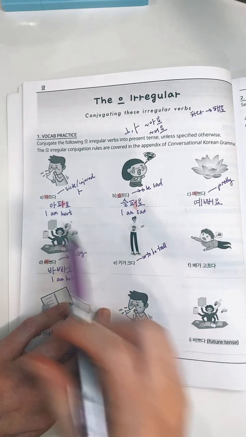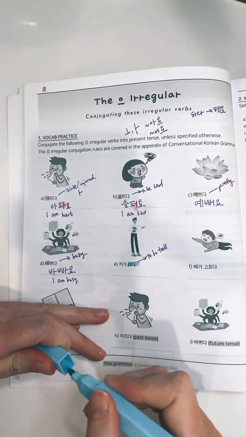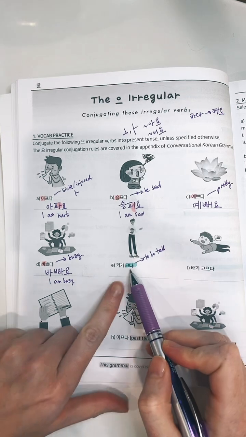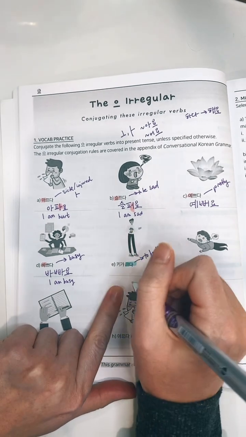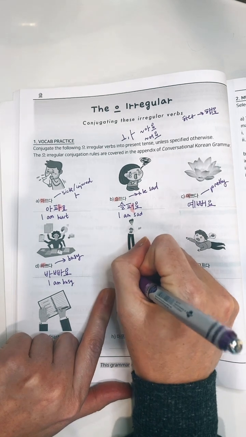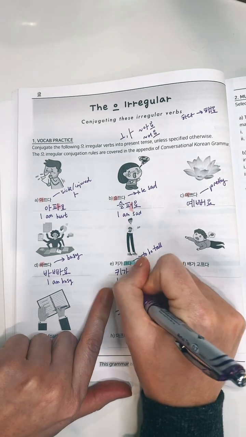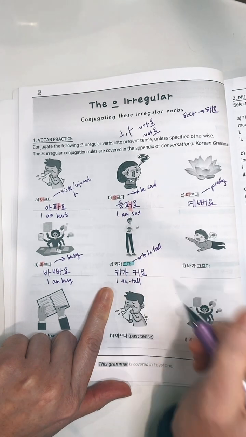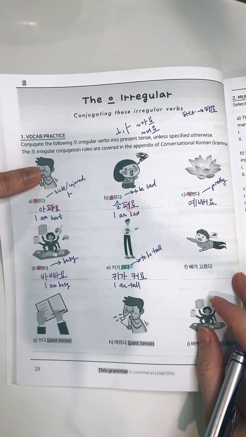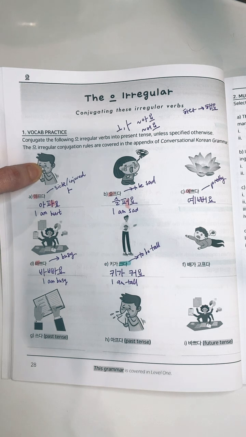Now, when you have a verb that only is one syllable long, there is no second to last syllable, right? So it always becomes koyo. You always add oyo if there's only one syllable. So kiga koyo is I am tall. I am fairly tall. I'm like 5'8" or so, I'm fairly tall. So I could say 저는 키가 커요. I'm tall.